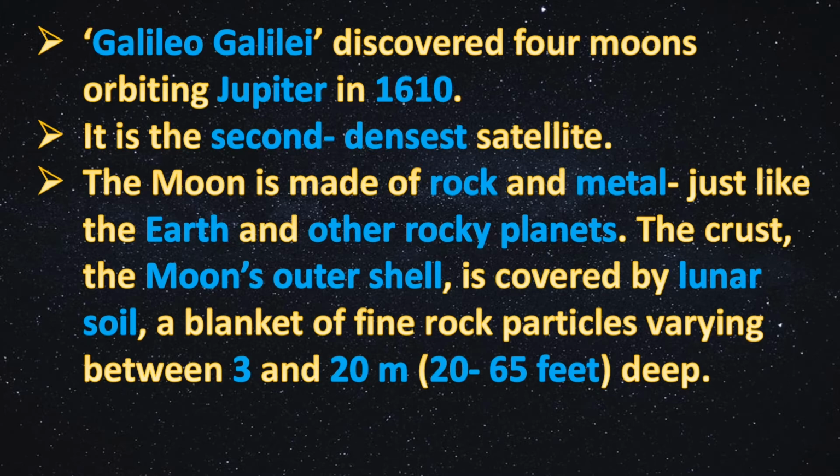It is the second densest satellite. The moon is made of rock and metal just like the Earth and other rocky planets. The crust, the moon's outer shell, is covered by lunar soil, a blanket of fine rock particles varying between 3 and 20 meters, 20 to 65 feet deep.